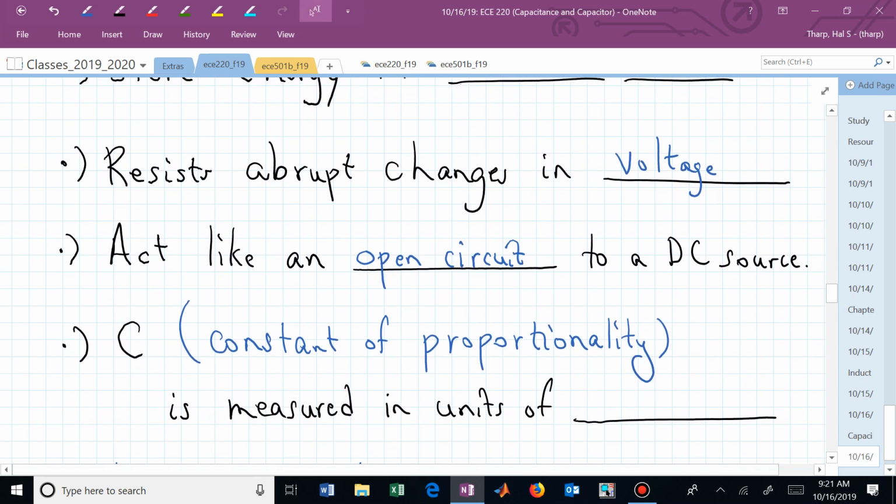Have to give you another unit. This one is now the farad, with a capital F. That's the constant of proportionality. It's the farad. So now we will be talking about farads, henries, ohms. Those are our 3 circuit elements that we play a lot with in this class.